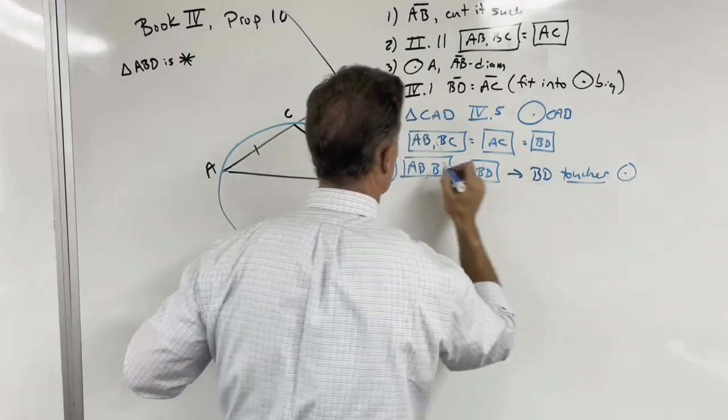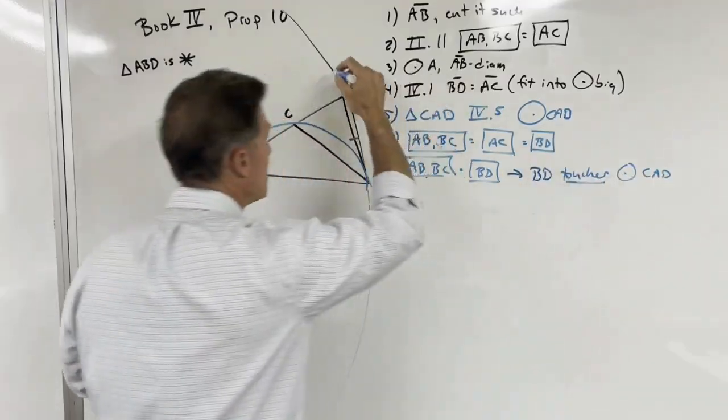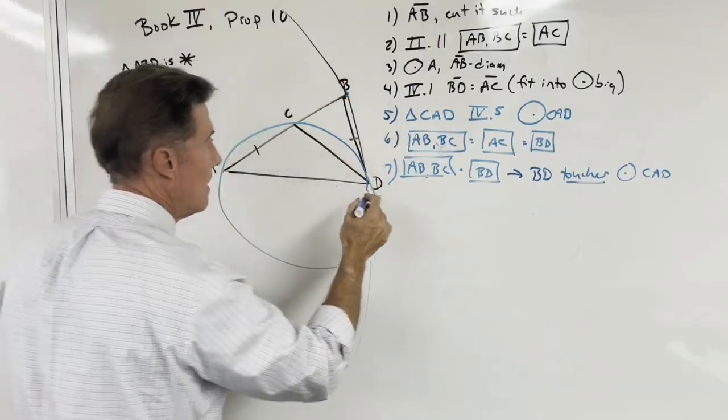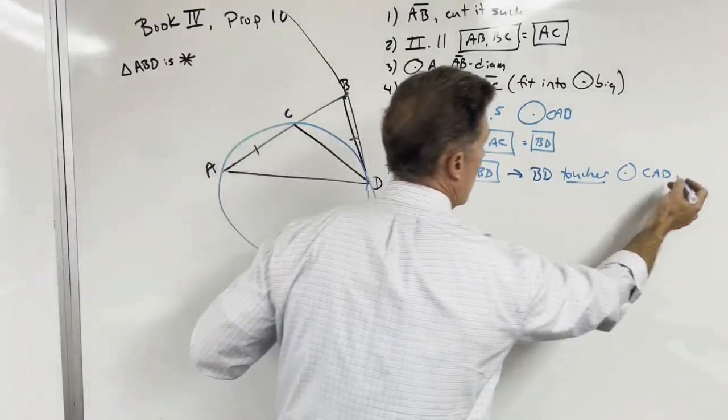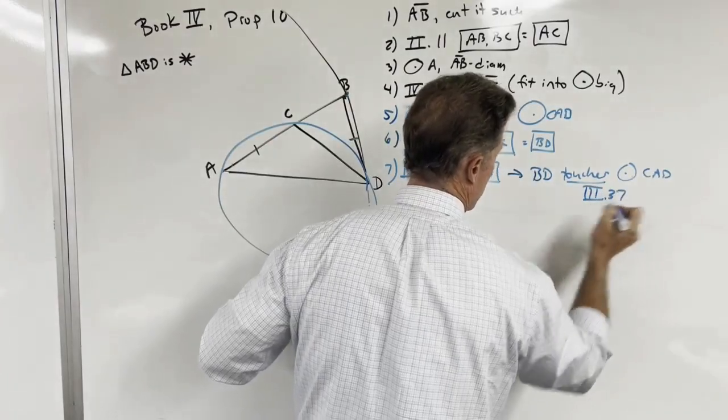So our circle, CAD, is touched by line BD. So BD is a tangent line or a falling line. And we know this from book 3, prop 37.